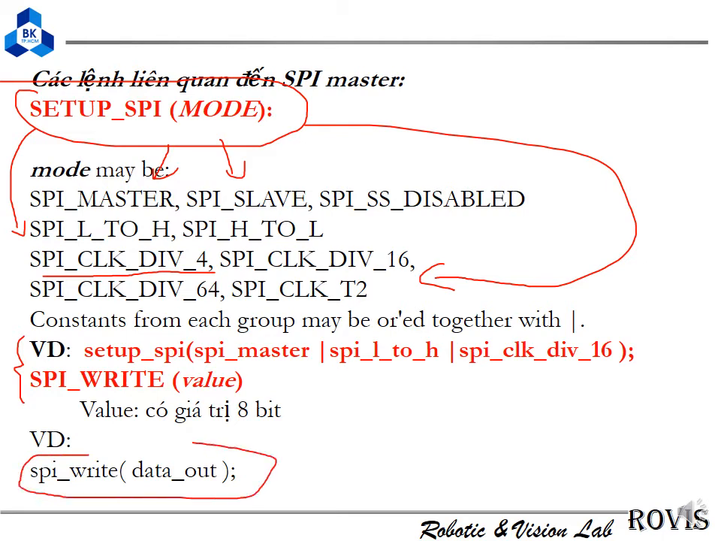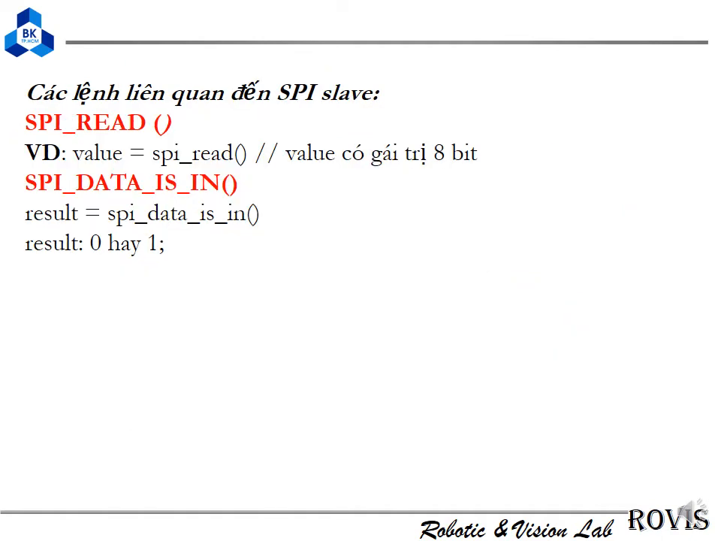And for the transmission, it is also very simple. Just use SPI write data, and this is for the master. And for the slave, it is also the same configuration, but for reading the data, we just use SPI read here. Okay, and here we check whether the SPI data is ready or not. Okay.